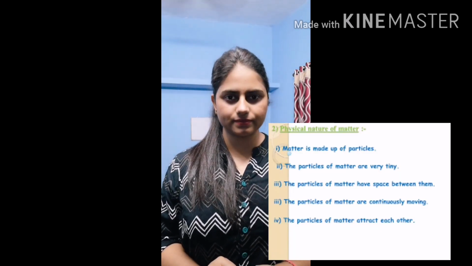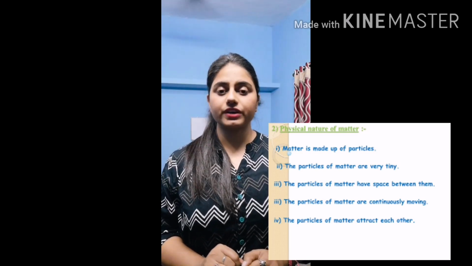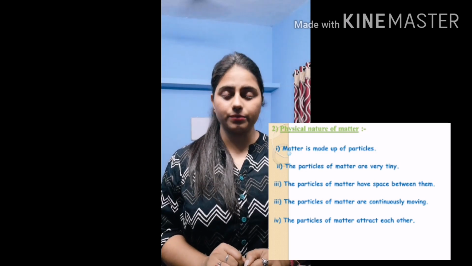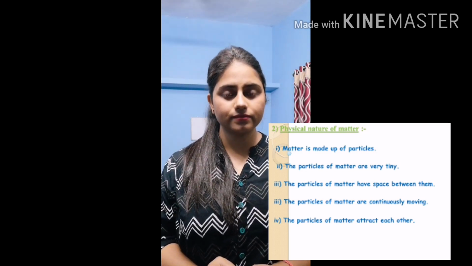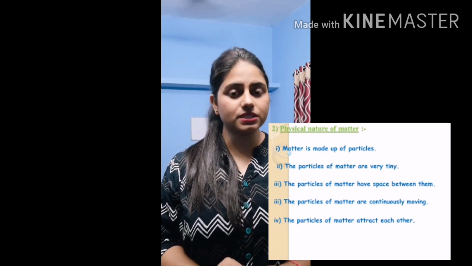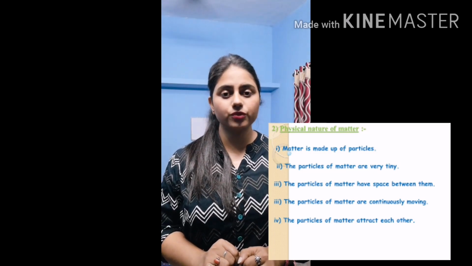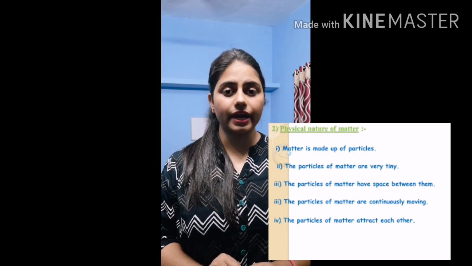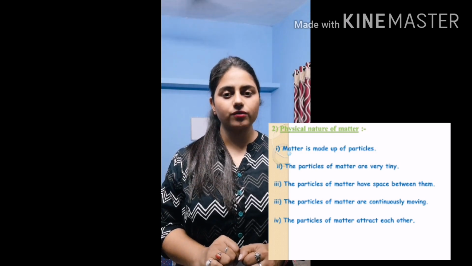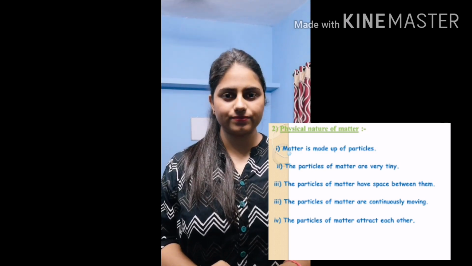Let's revise all the points. The first point is that matter is made up of particles. Second, the size of the particles is very small, beyond our imagination. Third, the particles have space between them. Next, the particles are continuously moving. And the last point is that the particles of matter have a strong force of attraction. They attract each other.